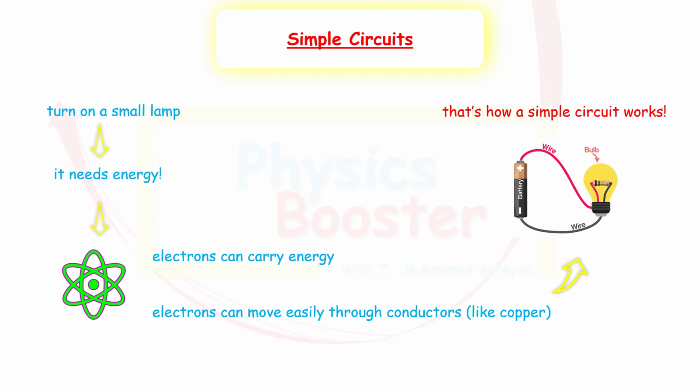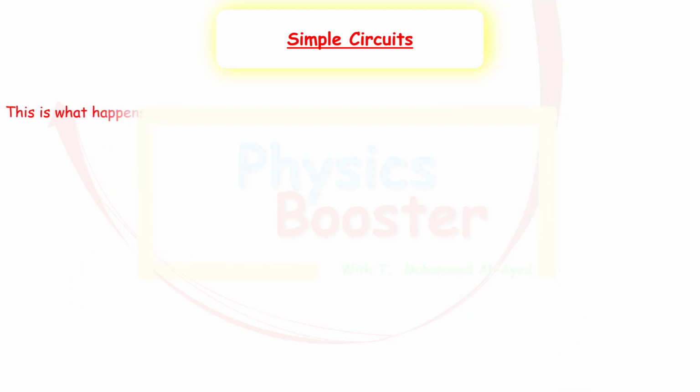So what we need for a simple circuit, we will need a source of energy. In this example, it's a battery, for example. And we will need something to carry this energy, and it will be the electrons. Electrons will be carrying this energy. And finally, these electrons need to move through a conductor so it can reach the lamp, and the lamp can use this energy.